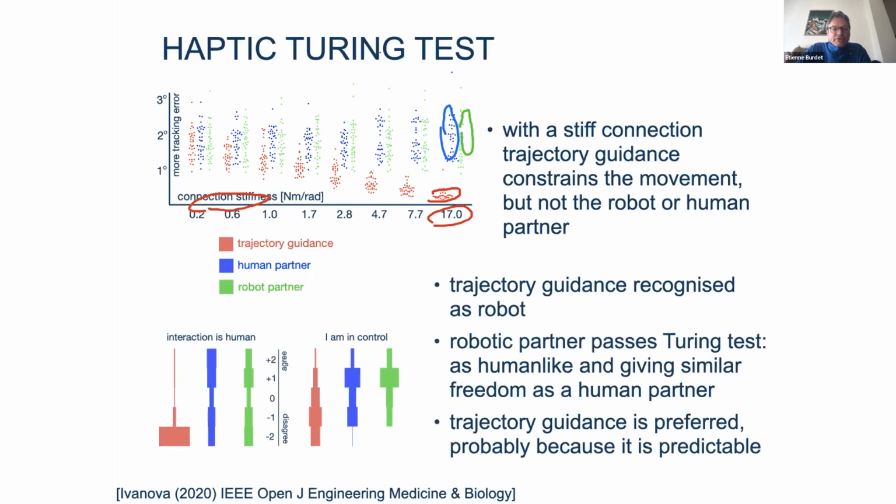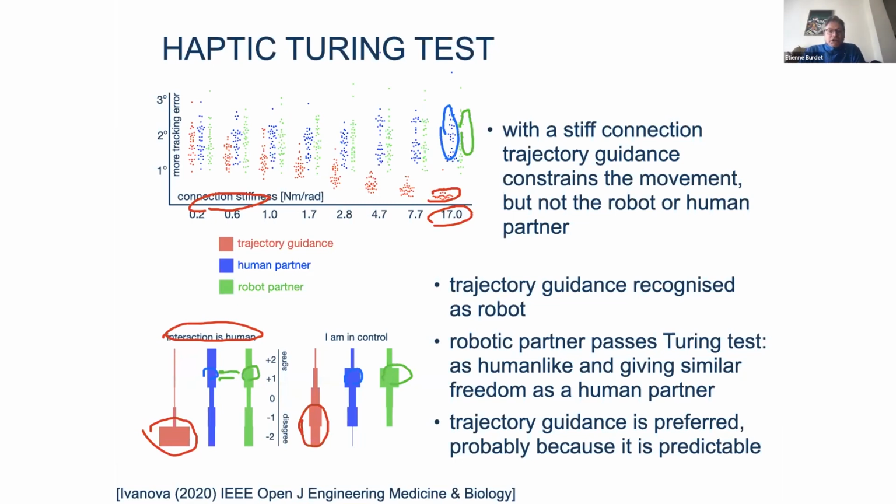but it's just assisting you in your movement. Now, we also asked them several questions about the interaction in a questionnaire. We asked them whether the interaction was with a human, and when they were connected with a robot, they found no, very clearly. When they are connected with either a human or the robot partner, then it's much less clear, and it is similar. And we asked them another question, whether they were in control. When they are guided by the robot with trajectory guidance, then no, they are not in control. But when they interact with either the human or the robot partner, then they are in control.